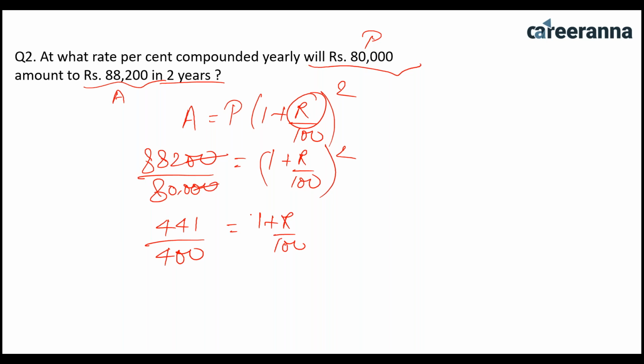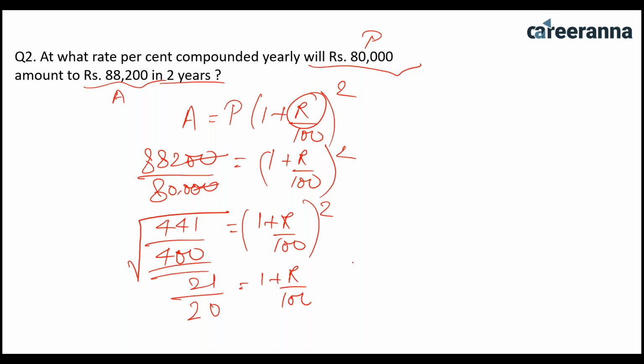This is very easy. I'm going with the conceptual or conventional method. If I take the root of this, you know the root of this, 20, 21, 1 plus R upon 100. R upon 100 will become what? 1 upon 20. R comes out to be 100 upon 20, which will be 5.